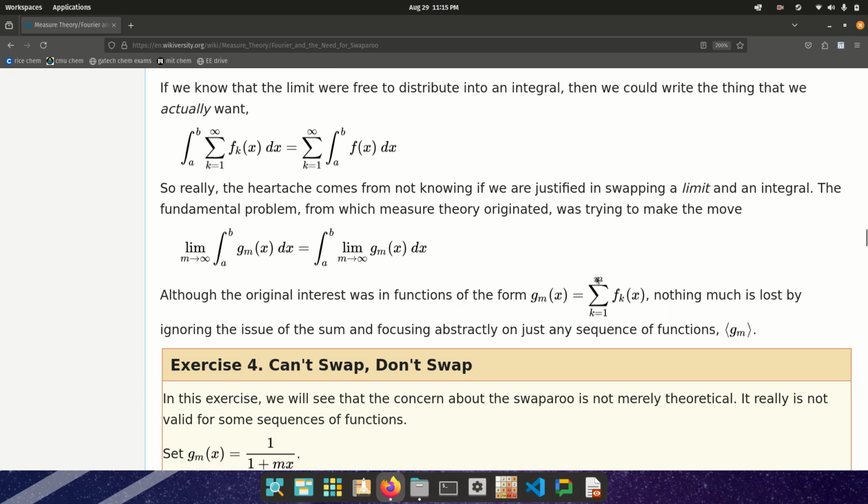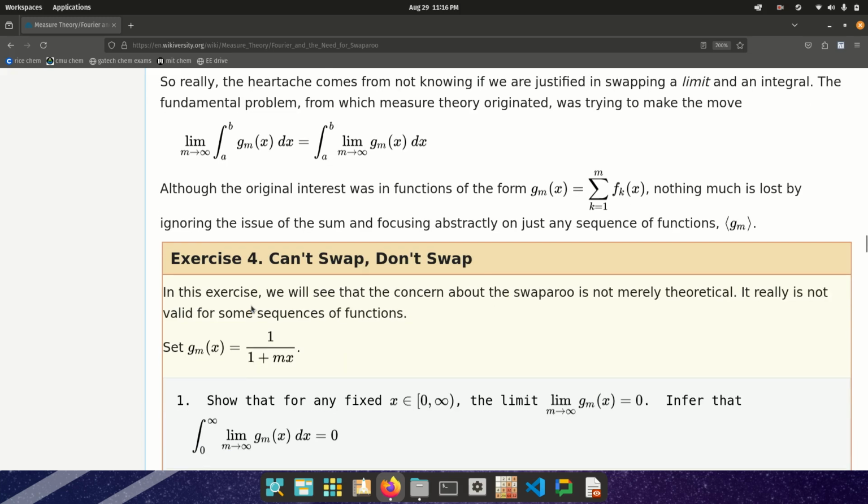So yet again, we generalize. We drop the specific structure that we were working with and talk about just any sequence of functions G sub m, whether they're a series or not. And now we're just interested in whether or not the limit passes over the integral. And it turns out it does not. So in the next exercise below, exercise number 4, you're going to see a specific example where if you tried to perform the interchange, you would get the wrong answer.